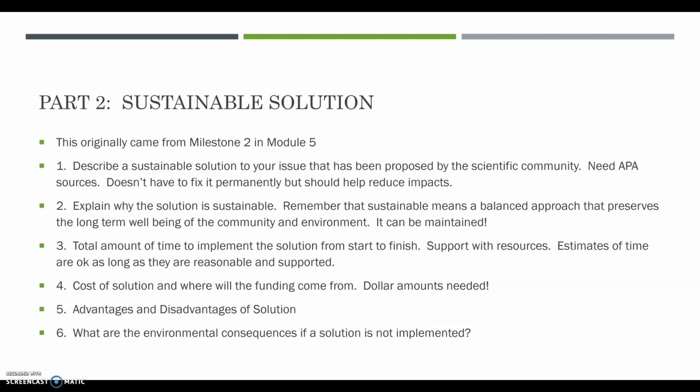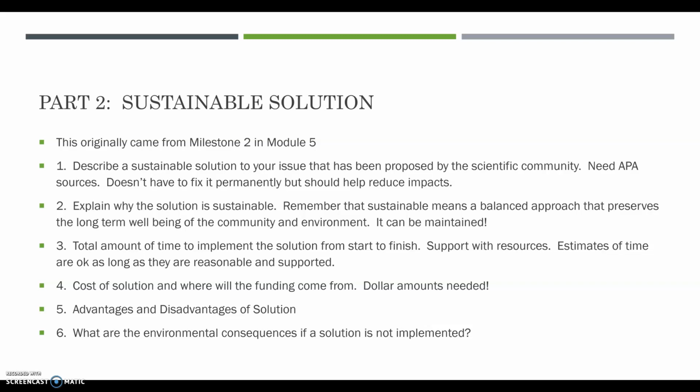Then you need to look at how much these things cost. So how much is all the cost factored into implementing the solution? Where is that funding going to come from? Is it going to come from taxes? Is it going to come from federal grants? Is it going to come from private donations? Where is that coming from? So dollar amounts need to be listed here, a cost of implementing the solution. There should be some kind of estimate or actual dollar amount.